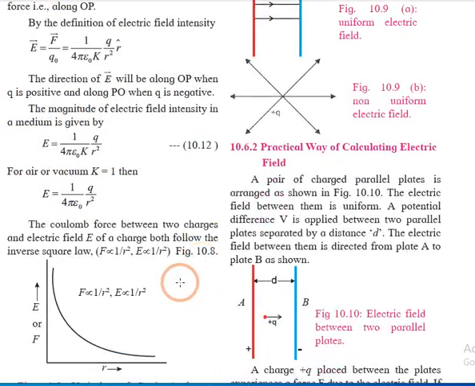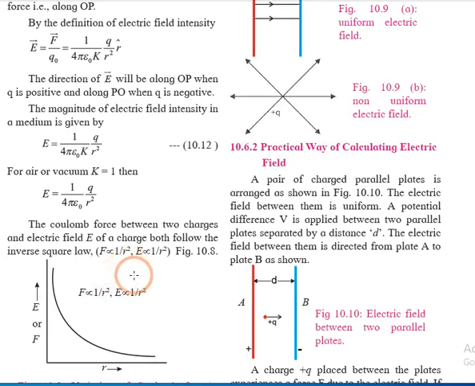If we consider that another medium as air or vacuum, we know the value of dielectric constant for that term, K is equal to 1. So the remaining term is E is equal to 1 upon 4 pi epsilon naught Q upon R square. Now according to this, E is inversely proportional to R square or E is directly proportional to Q.